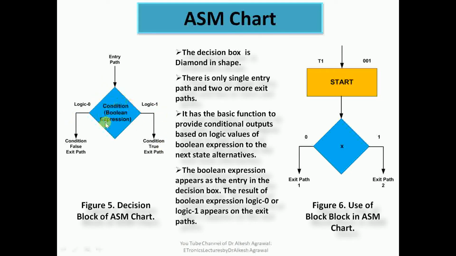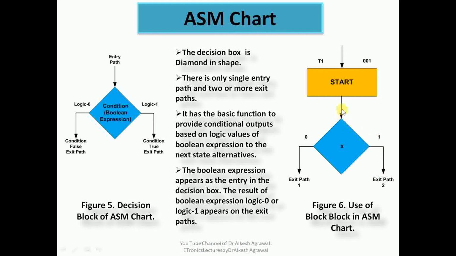It is mainly used to take a decision that depends upon a Boolean expression. A Boolean expression will be false or true, that is logic 0 or logic 1. If the logic is 0 or the condition is not true, it will take one exit path. If the logic is true, it will take another exit path. So here you can see, condition false, we have one exit path. If the condition is true, we have the other exit path. And this is how it looks when we use it in an ASM chart.